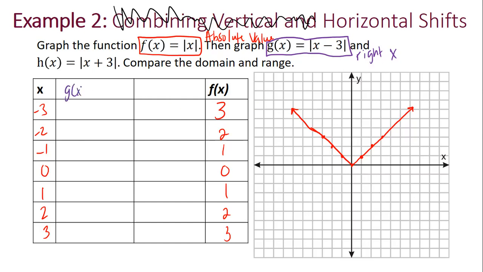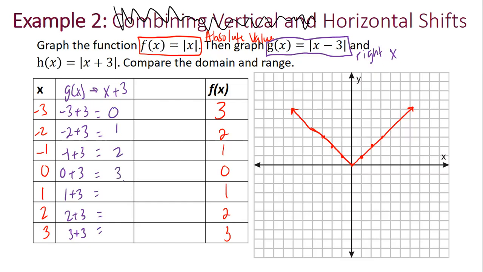So for g of x, we're going to change the x. And what are we doing to each one of our x's? We're adding 3. Because we want to move the function to the right. Does that make sense? So to each one of these, I'm going to get -3 plus 3, -2 plus 3, -1 plus 3, 0 plus 3, 1 plus 3, 2 plus 3, and 3 plus 3. And what do I get? We have 0, 1, 2, 3, 4, 5, 6.